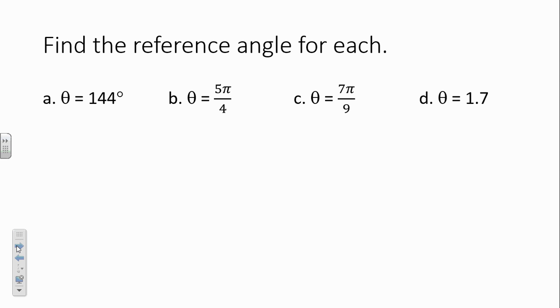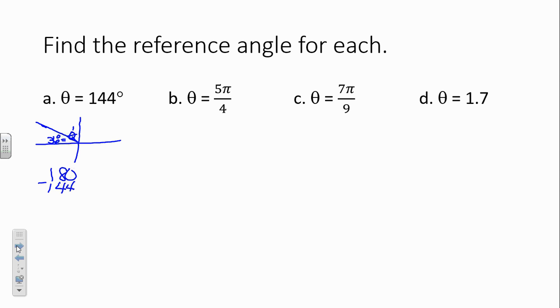Quadrant 2, because we're not quite to 180, right? We're somewhere over here. Probably made it too big. Somewhere over there. You're going to do a quick sketch of it if you need to visualize it. And if we're in quadrant 2, we're going to take 180 minus the 144. So 180 minus 144 is 36. So this is a 36 degree angle. That's our reference angle.